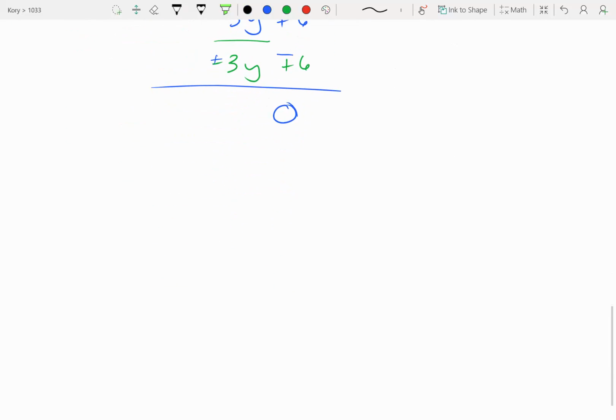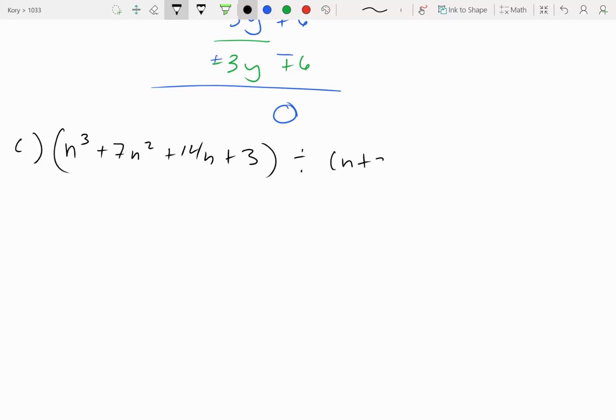Alright, part C. Part C, we have n cubed plus 7n squared plus 14n plus 3 divided by n plus 2. So we haven't really been paying attention so far if it's in order. It is in order because we have 3, 2, 1, none, and there's no missing numbers, so we can go ahead and divide this.